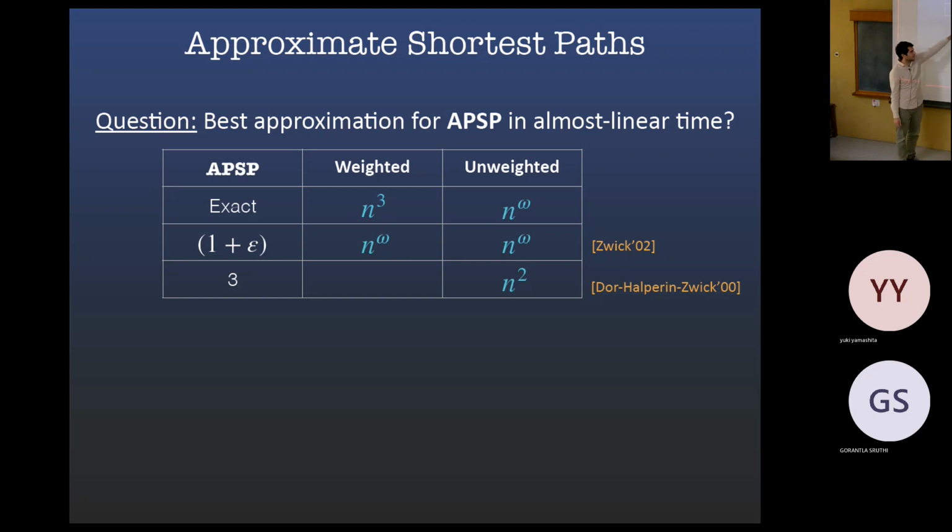There is work doing better for larger approximations. For example, for weighted with a 3 approximation, you can get n squared. As I said, we usually assume omega is 2 in this field. When you have a result like this, for us, okay, our job is done. At the end of the day, it will be n squared. So this seems like, okay, we kind of understand. 1 plus epsilon, we're done. But n squared is still a lot of time.